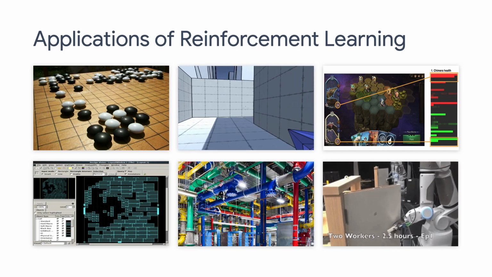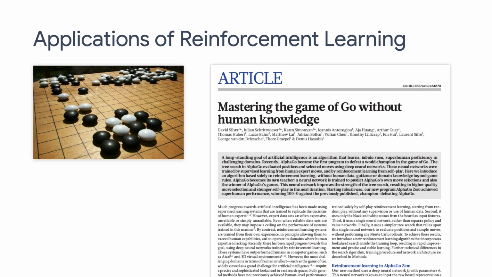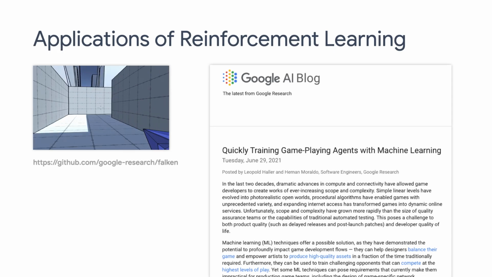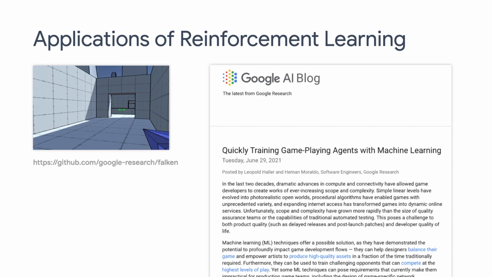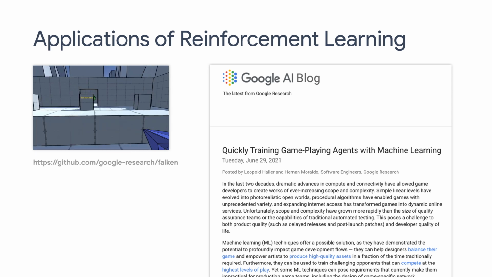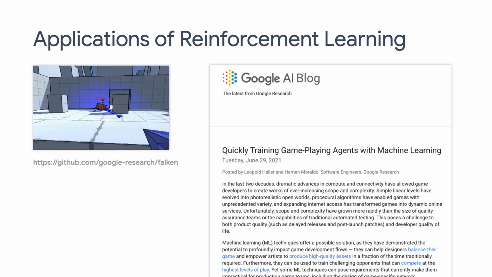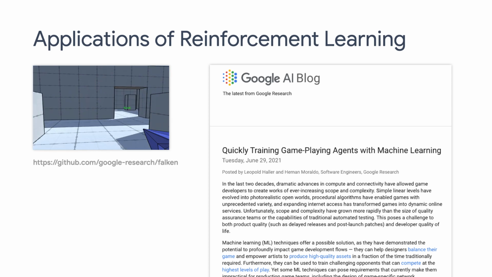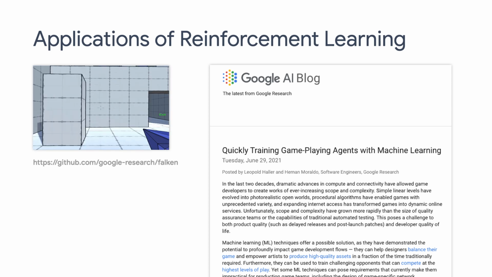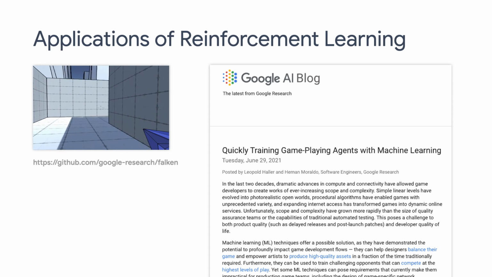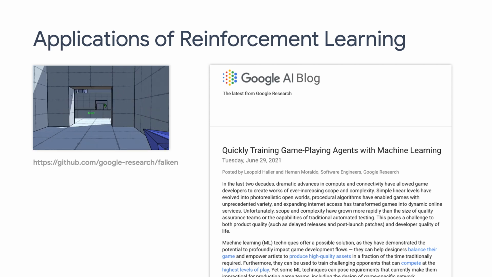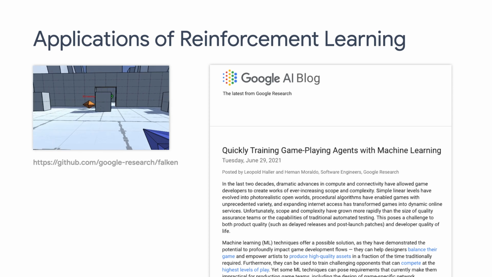applications in the real world. We briefly mentioned AlphaGo at the beginning of this video. It is truly an inspiring breakthrough in the field of reinforcement learning and machine learning in general. Gaming has always been the testbed of reinforcement learning. The Falcon project Google open-sourced recently helps game developers quickly train game-playing agents to test their games. Falcon uses TF Agents under the hood. We'll learn about TF Agents starting from the next episode.